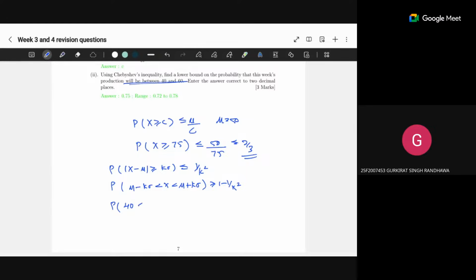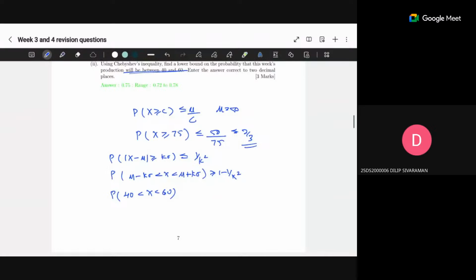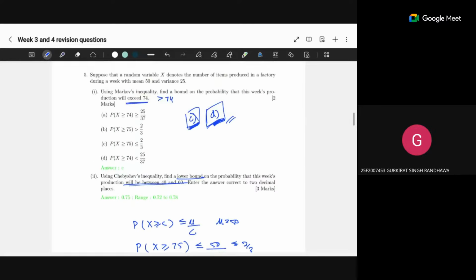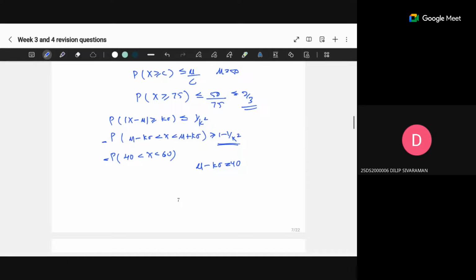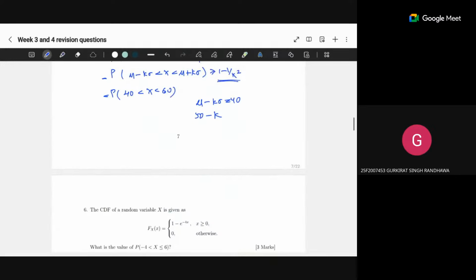It is given that my x is between 40 and 60, correct? Yes. And I need to find out the lower bound. So the lower bound, I need to find out this value, correct? Yes. Okay. Now, if you equate this with this, I see that mu minus k sigma is equal to 40. Now, according to the question, what is my mu? Mu is 50, and my sigma is 5. So this is equal to 40.